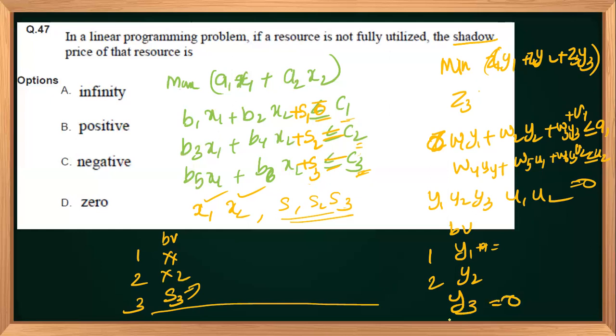A person who has good knowledge of this economic interpretation of duality will be able to answer that. This was a 2 marks multiple choice question, and it was a simple question. The answer was 0. If a surplus variable or a slack variable is coming in your solution, it means that one of the resources is not fully utilized, which means that the corresponding shadow price will be 0.